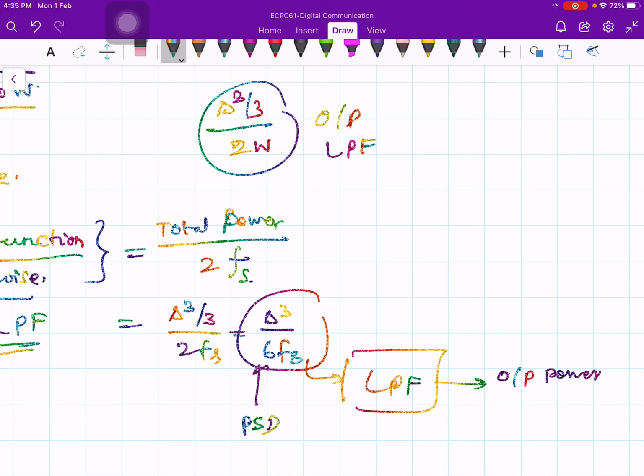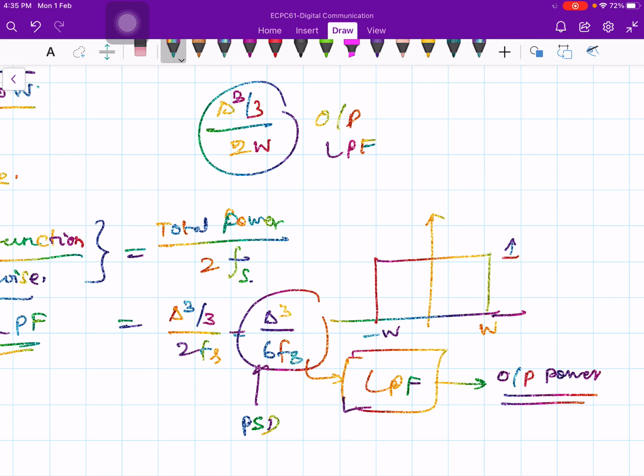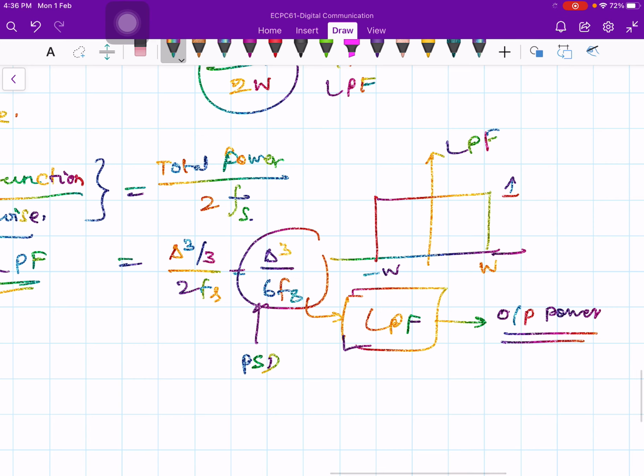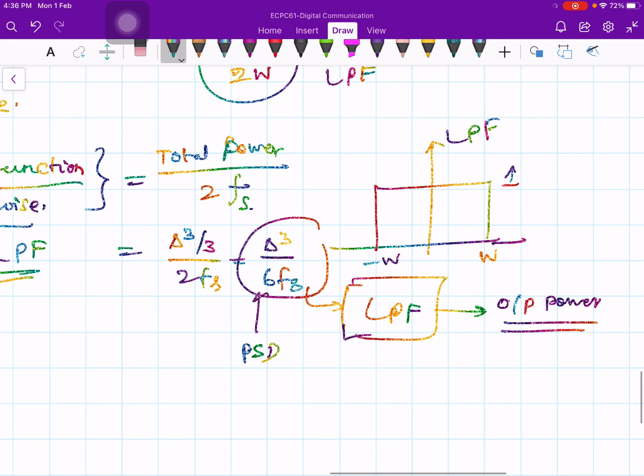Now I would like to find out what is the output power. Instead of calculating output power spectral density, I need to calculate output power. Why? Because our interest is not output power spectral density, our interest is output power. And this power spectral density is passed through a low pass filter, and the low pass filter has the characteristics like this, minus W to plus W, and the height is 1. This is the low pass filter characteristics, magnitude response. Therefore, you simply multiply this, integrate from minus W to plus W in order to calculate the output power.